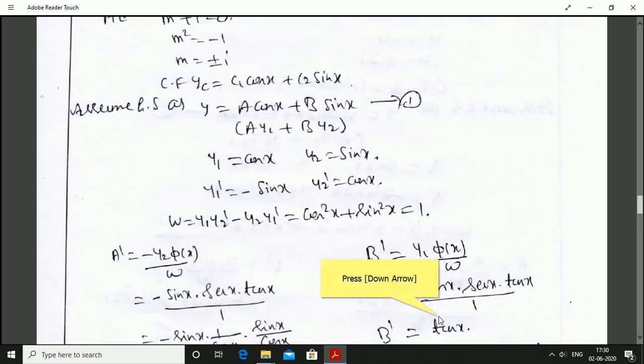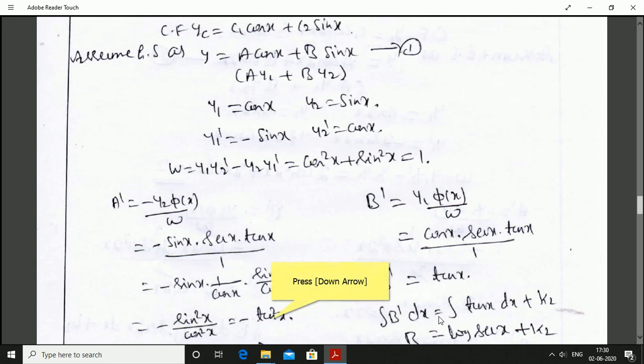Now a dash is equal to minus y2 into phi of x divided by w. Substitute the values. y2 is sin x, phi of x is secant x into tan x, w is 1. Secant x is 1 by cos x, tan x is sin x by cos x. Sin x into sin x is sin square x divided by cos square x, nothing but tan square x.